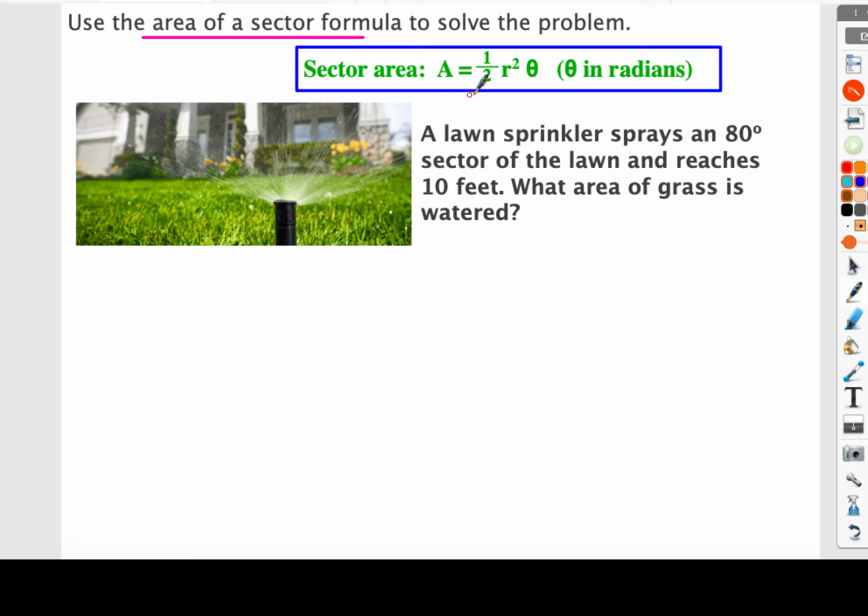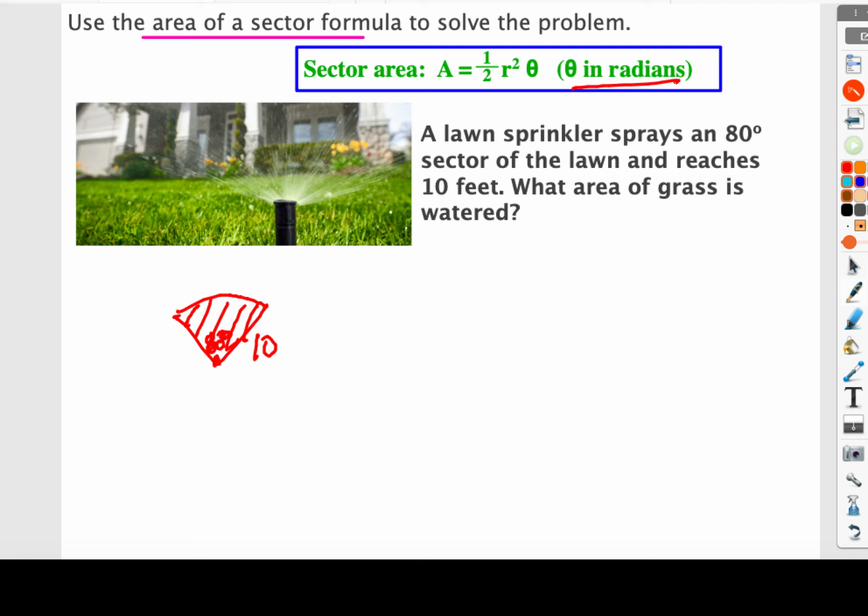Finally, another easy formula to use with just angles is the sector area. A lawn sprinkler sprays an 80-degree sector of a lawn. It reaches 10 feet. Well, if we kind of imagine that, it's going to spray out 10 feet, and it's going to reach an arc of 80 degrees. What we want to know is what portion of that lawn is it going to cover? Well, our simple formula is area of a sector equals 1/2 r squared theta.